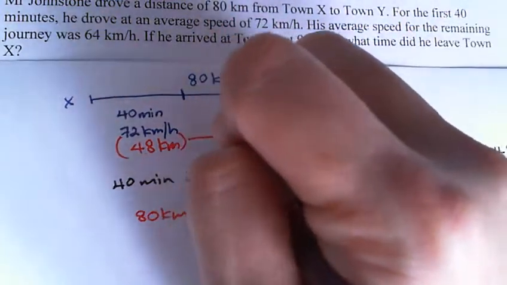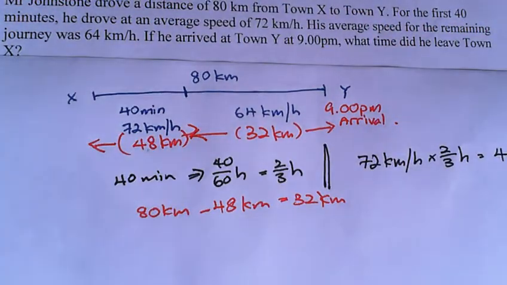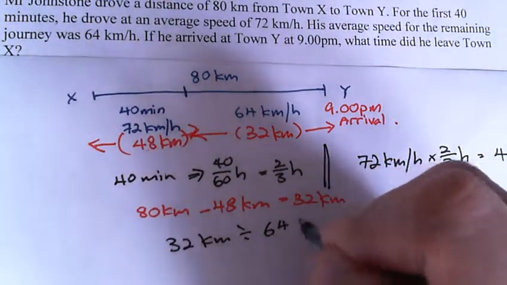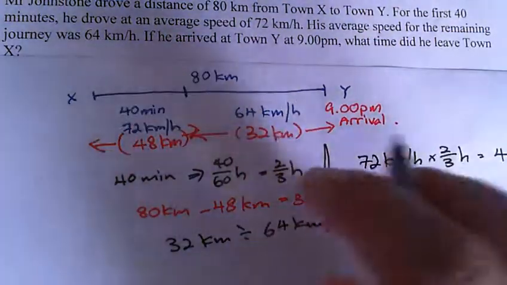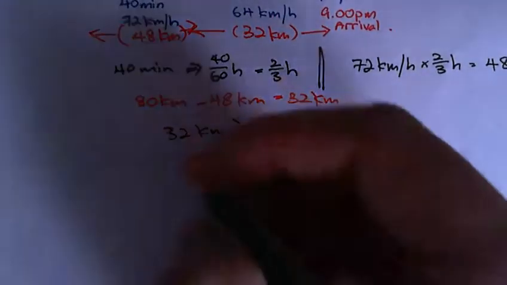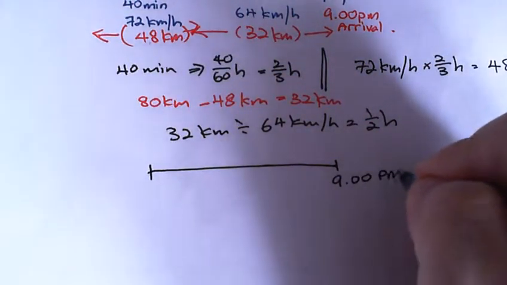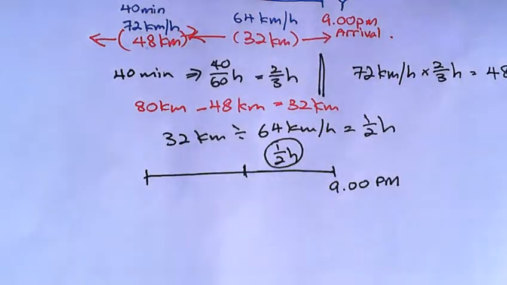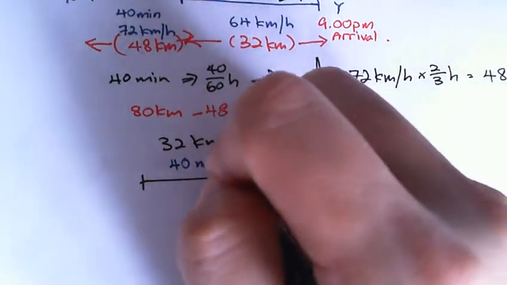So from here to here and from here to here, two separate parts. Now I can find the time, because 32 kilometers divided by 64 kilometers per hour equals half an hour. So he took half an hour to complete this portion. Now all my information is in. So I draw a timeline, and I know he arrived at 9 p.m. For the last portion, he took half an hour. For the first portion, he took 40 minutes.